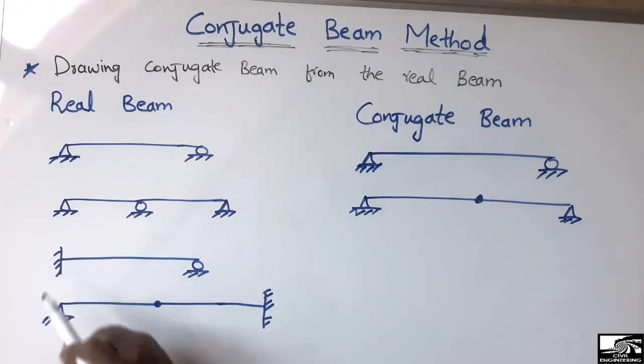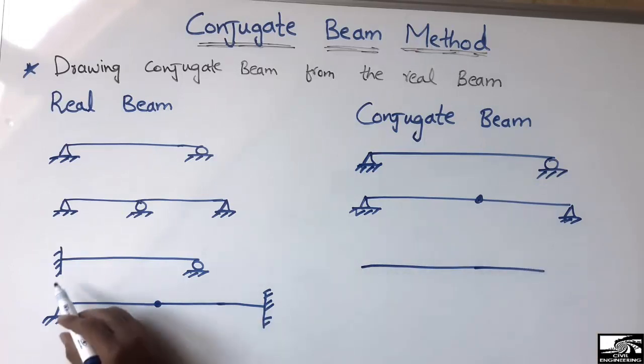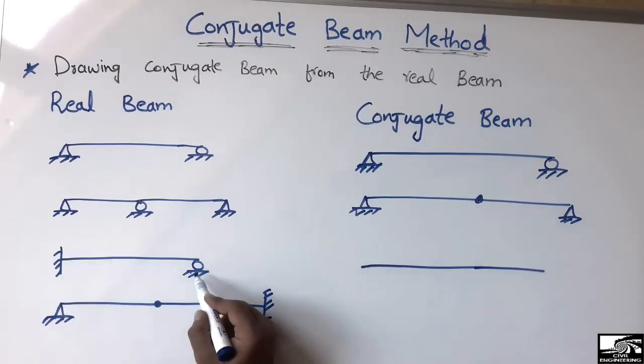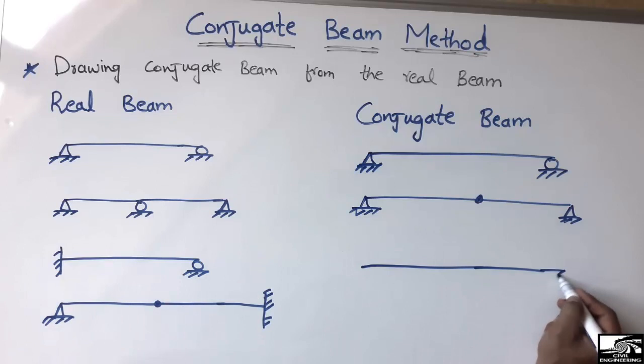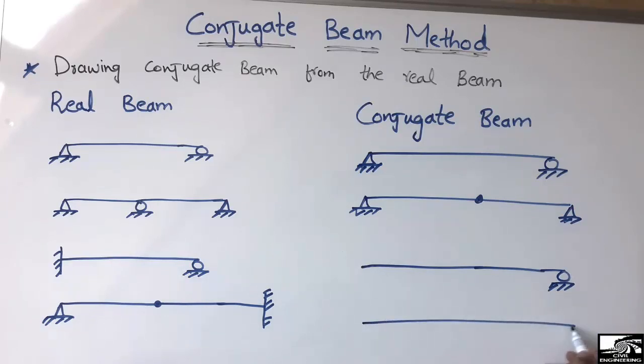Now the other one is the fixed support. We know that the fixed support is changed to the free end, and the roller support at the end of the beam is replaced by a similar roller support. Now the other one is the hinge support at the end of the beam. The hinge support is replaced with the hinge support because we are at the end of the beam, and we have the internal hinge at the mid of the beam. So the internal hinge is replaced by the interior support, and the fixed end at the end of the beam is replaced by the free end.